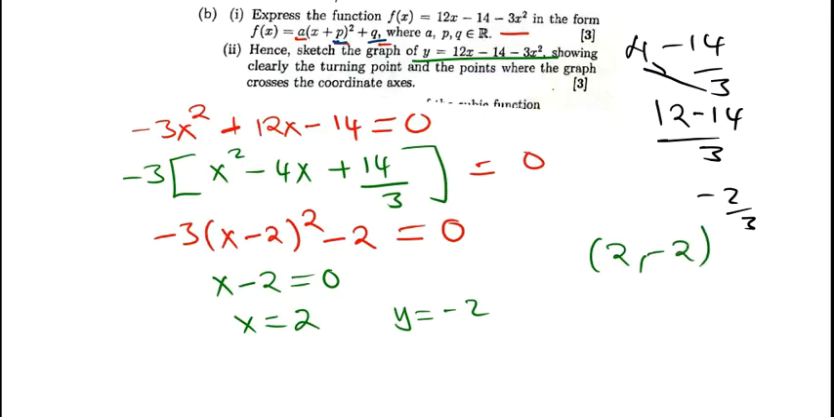You can actually try this. X is equal to negative b over 2a. Our b is negative 12.